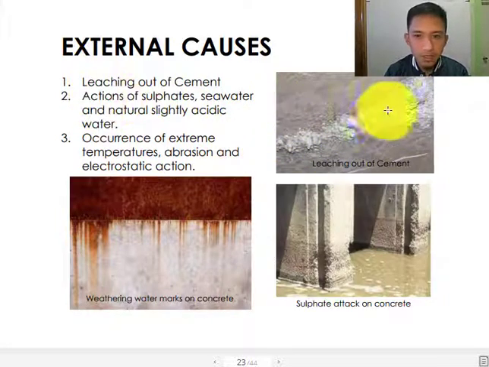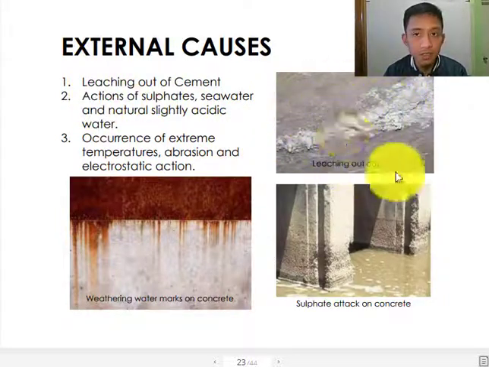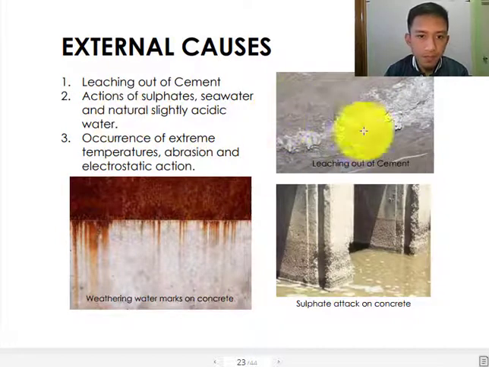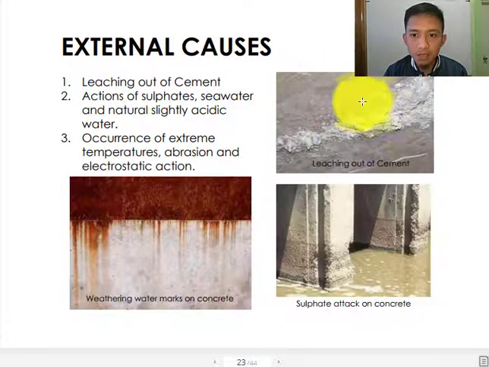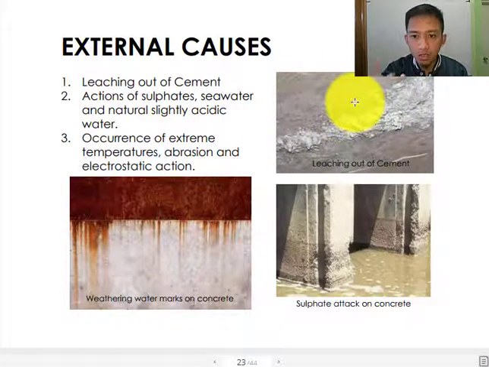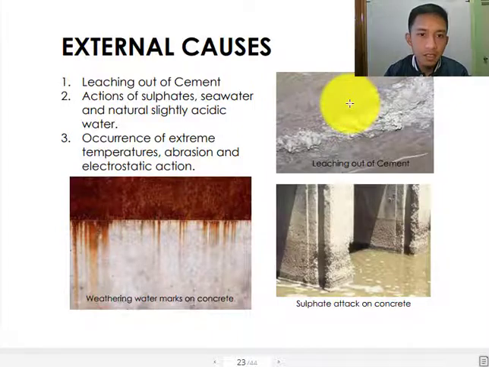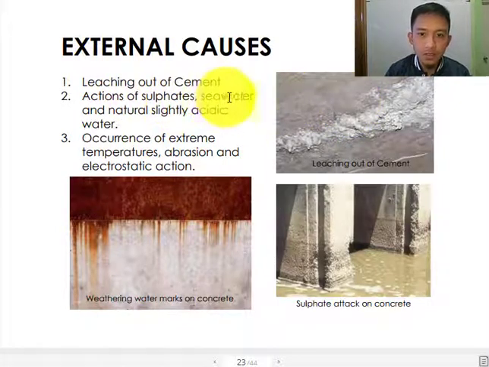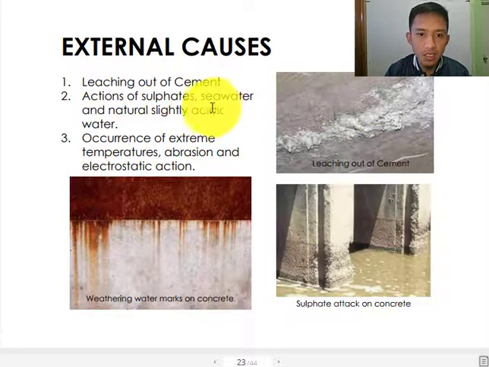Okay, and then action. This is due to excess of water on the concrete mix. The concrete will not take this more water in it, so it will actually just leach out, and it will be carrying the cement paste. Action of sulfate, seawater, and natural slightly acidic water.